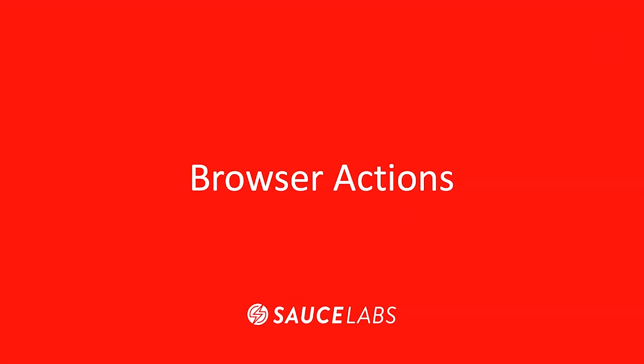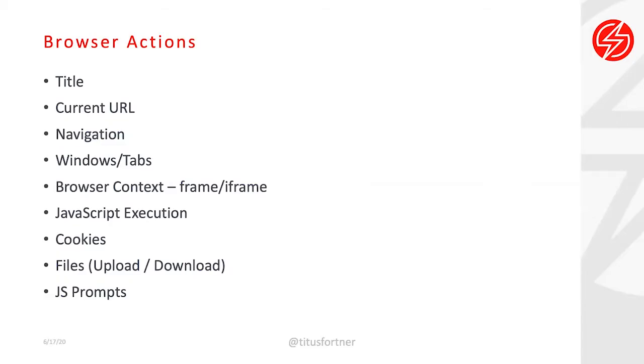So browser actions, I dig into this a lot more in the Selenium 201 course, but essentially you can get the title and the URL as the basic information. You have to do all of the navigation, forward, back, refresh is all supported. Being able to work with windows or tabs. And there are some tricks to some of the ways that is now implemented.